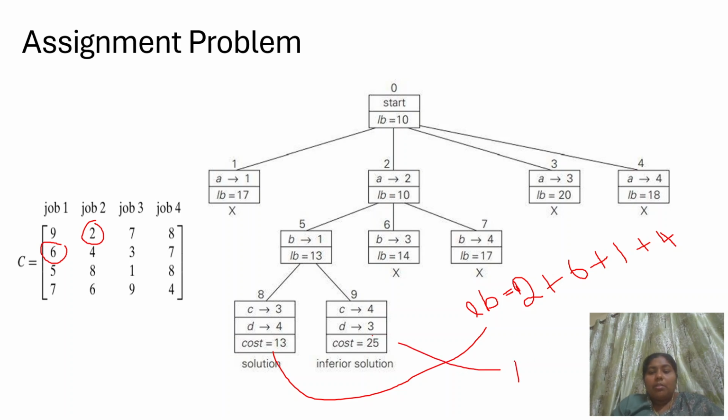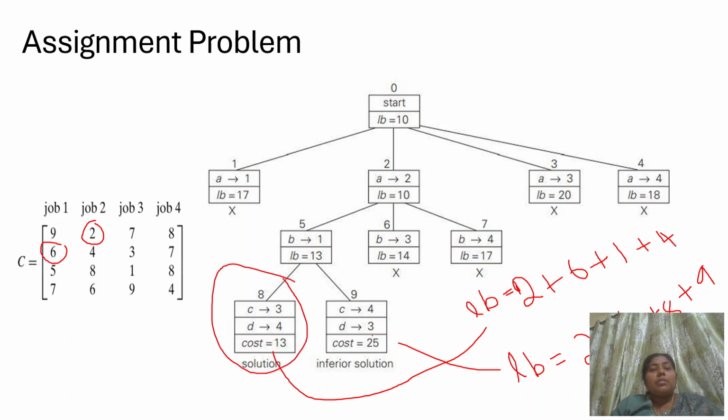Going to the next one, the lower bound for this one. A is assigned to the second job, that is equal to 2. B is assigned to the first job, that is equal to 6. C is assigned to the fourth one, that is equal to 8. So this is another solution, that is 8, and D is assigned to the next one, that is equal to 9. So what is the total cost here? 25 is the total cost, lower bounded. So among 13 and 25, which one is considered as the best solution? 13 is considered as the best solution.